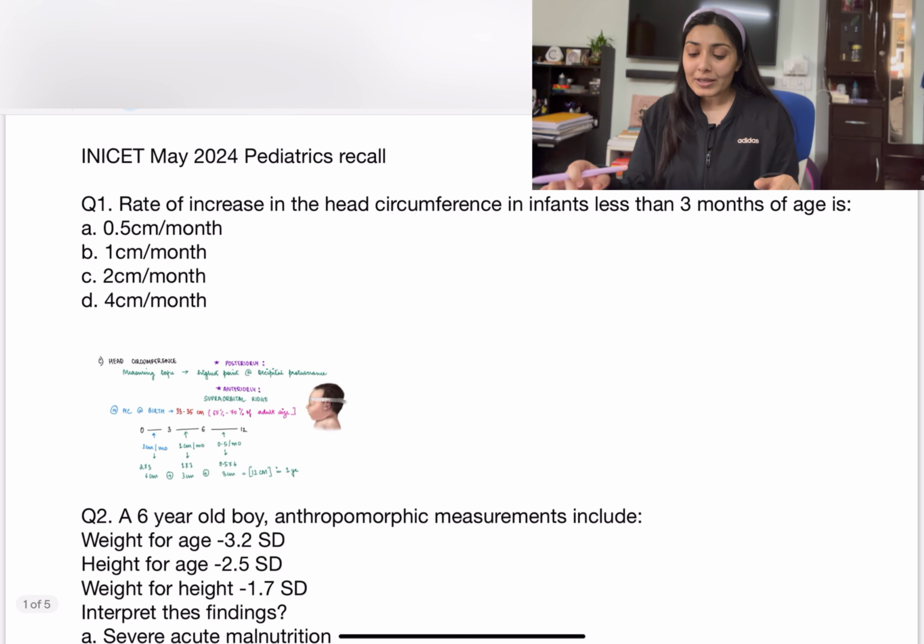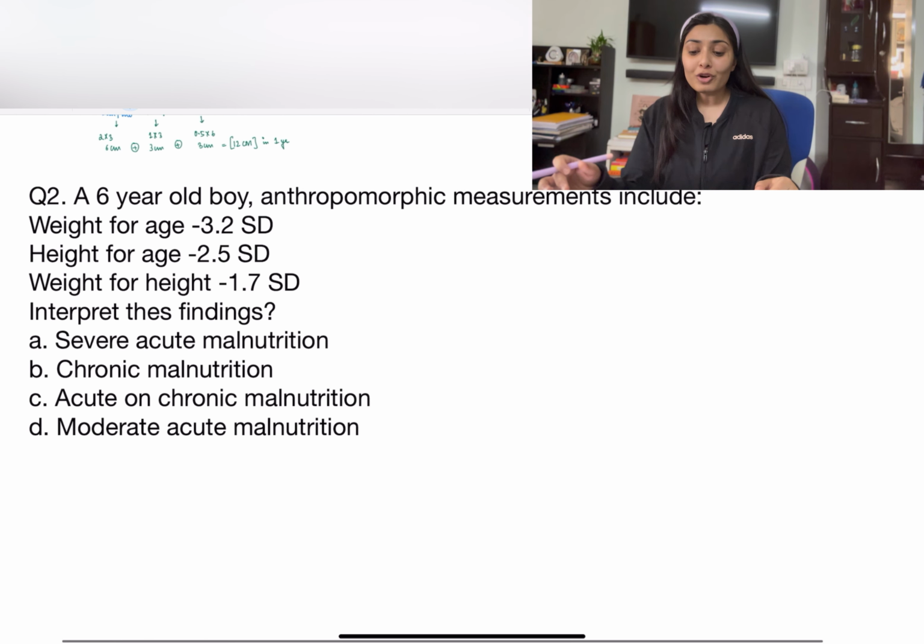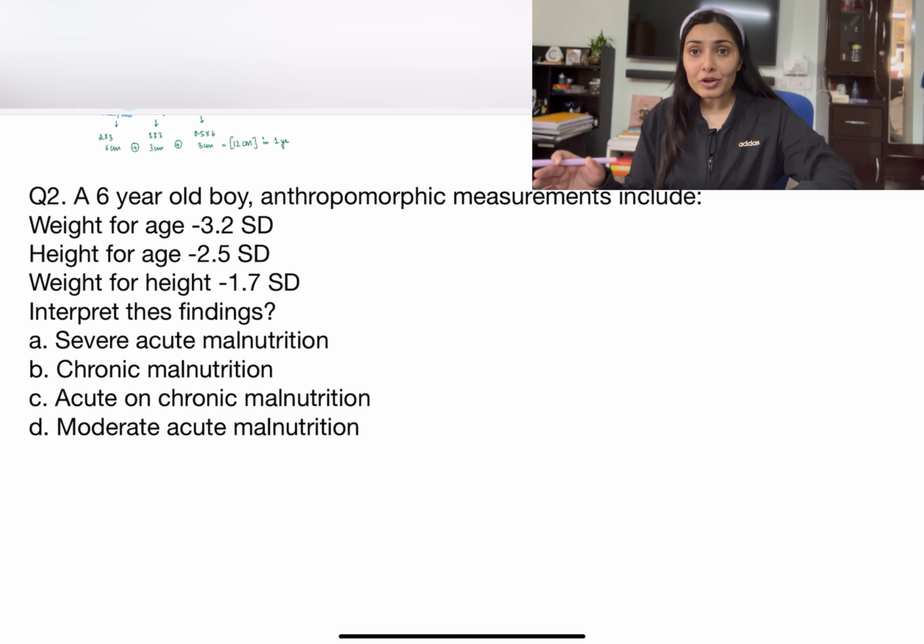So moving on to the next question. It's about a 6-year-old boy. Some anthropometric measurements were given. His weight for age was -2 standard deviations, height for age -2.5 standard deviations, weight for height -1.7 standard deviations, and they asked us to interpret this finding. The options were severe acute malnutrition, chronic malnutrition, acute and chronic malnutrition, or moderate acute malnutrition.